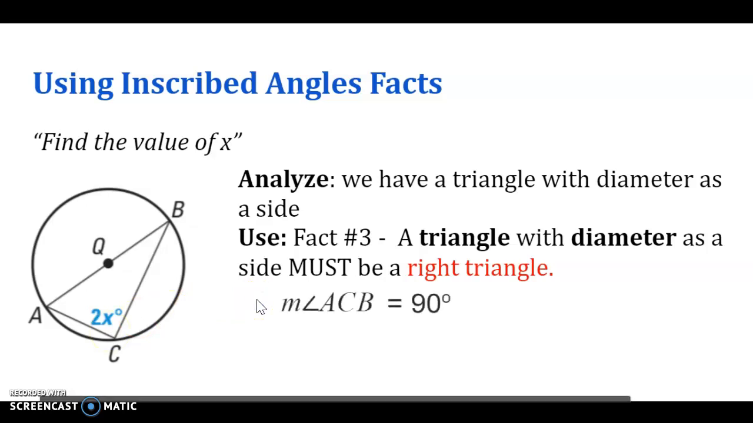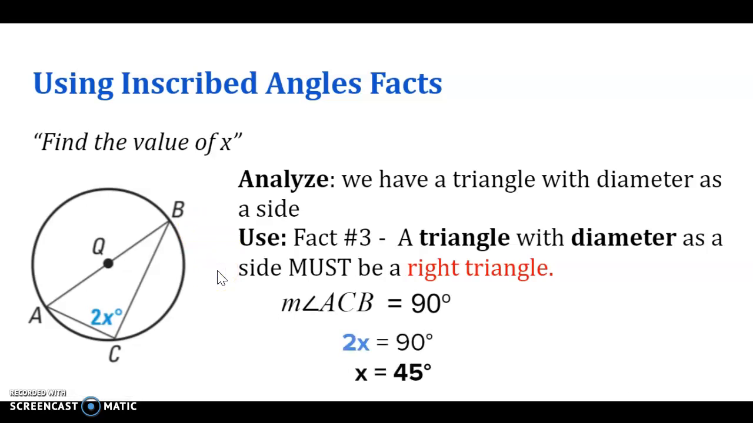So if that is the case, then measure of angle ACB has to be 90 degrees. So therefore, 2x has to be 90 degrees, so x is 45 degrees.